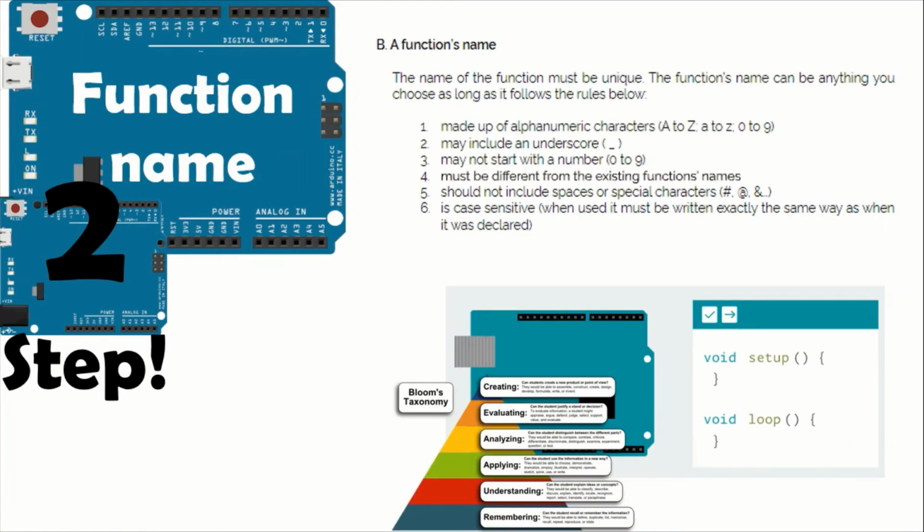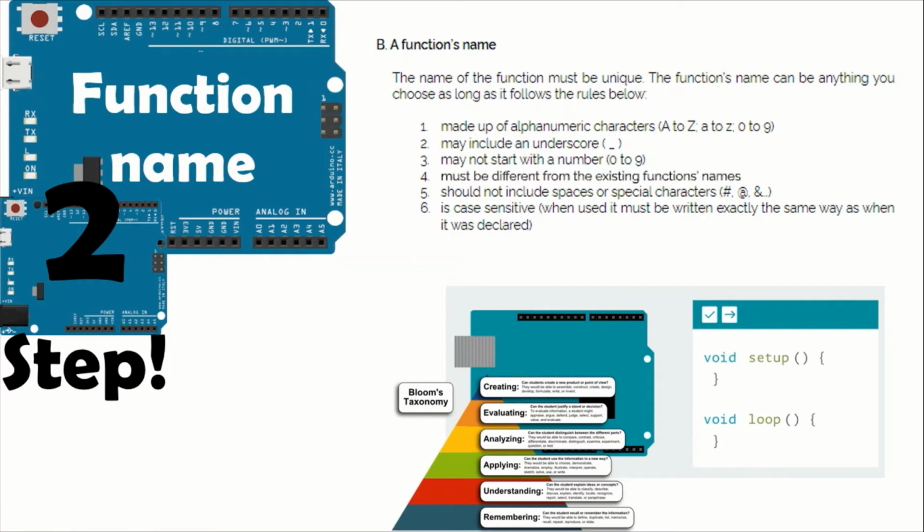And then the second step, you have to know the function name. What is the function name? You have to give a name to your function. Our basics two main functions are already fixed: setup and loop. You cannot change their name. But if you want to write your own function, you can put any name you want, but there are specific restrictions or rules you have to take into consideration when giving a name.